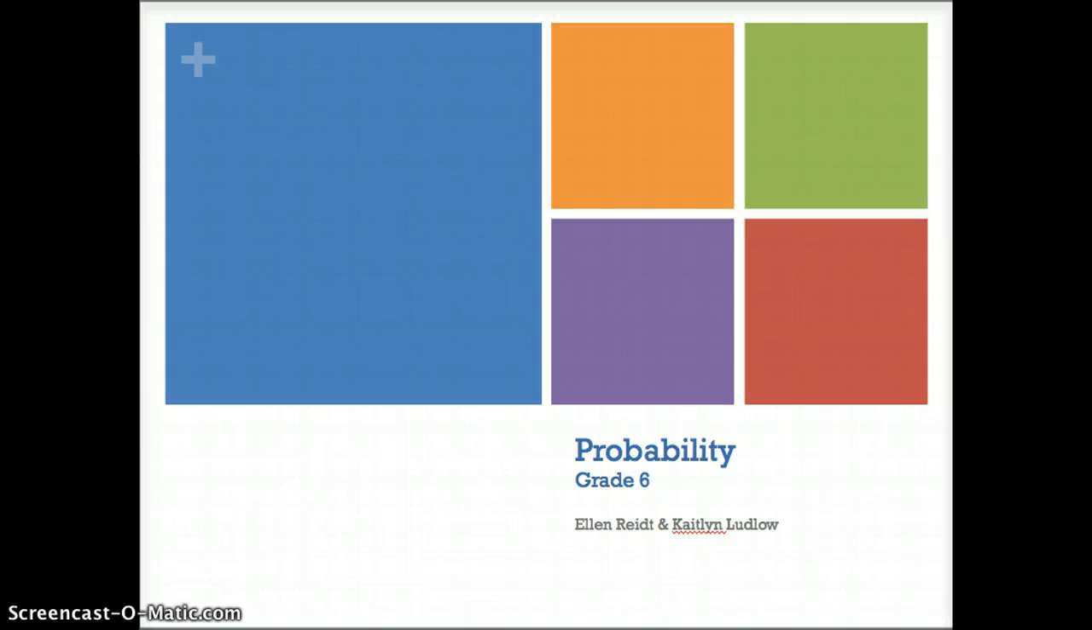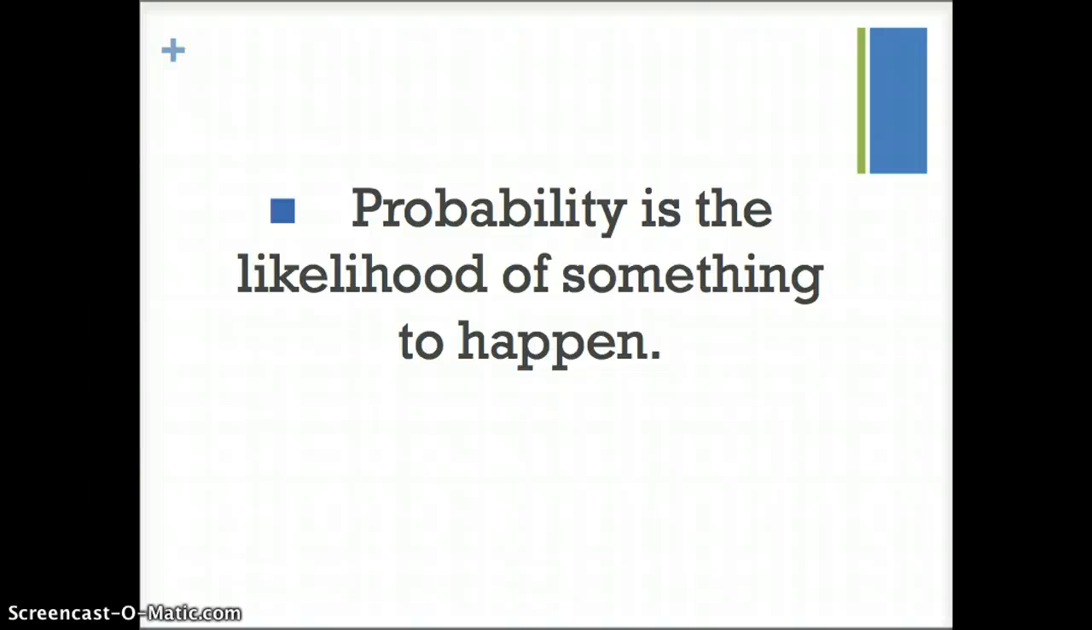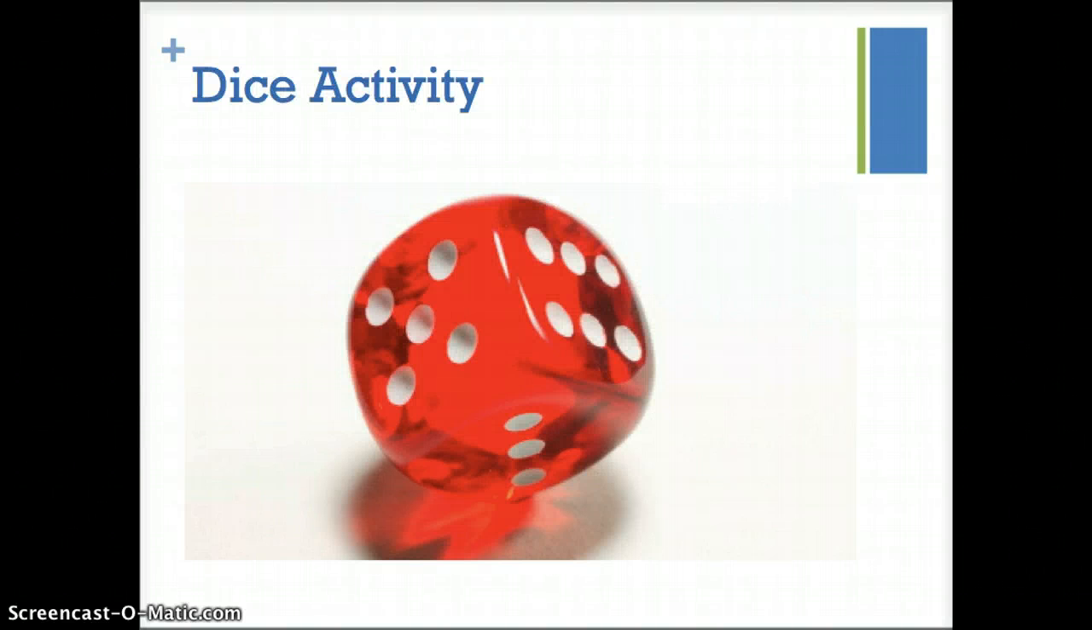Today we'll be learning about probabilities. Probability is the likelihood for something to happen. So to begin, we're all going to get a die, and I just want you to look at the die, count how many sides it has, and notice that every side of the die has a different number on it. And then I want you to think about what the probability of rolling a 5 is.